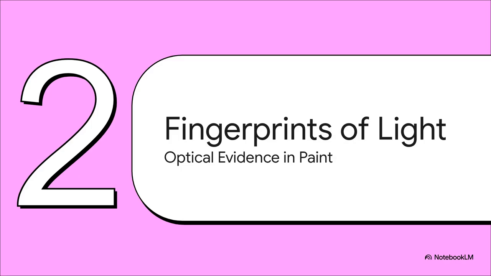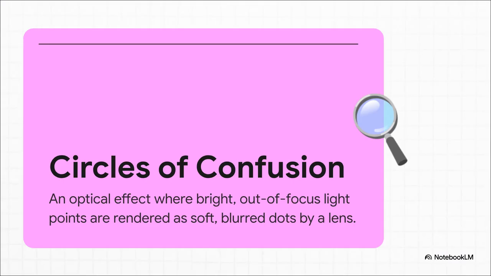Okay, let's move on to the actual evidence. If Vermeer used a camera obscura, did he leave any clues behind in the paint? We need to look for the optical fingerprints, those little telltale signs that can only be produced by a lens. So here is the absolute key piece of evidence. It's an optical effect called circles of confusion. When a bright point of reflected light is just a little bit out of focus in a lens, it doesn't look sharp. It kind of blooms into this soft, blurry little orb.